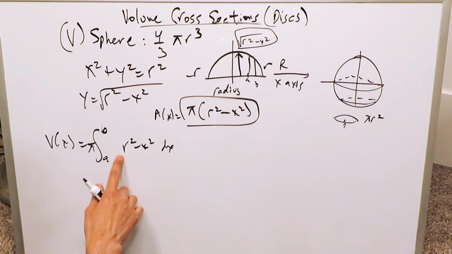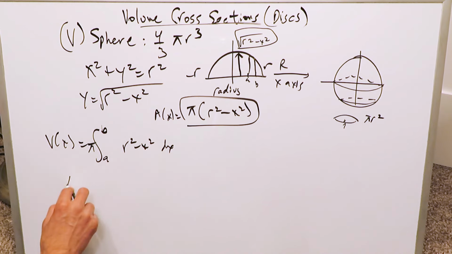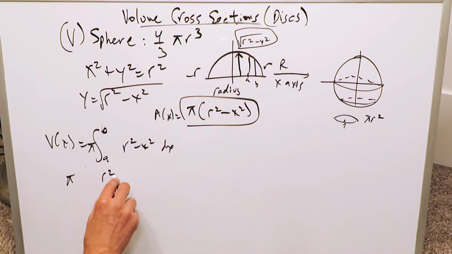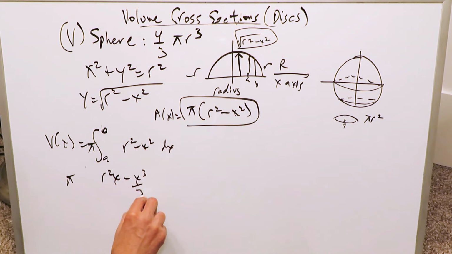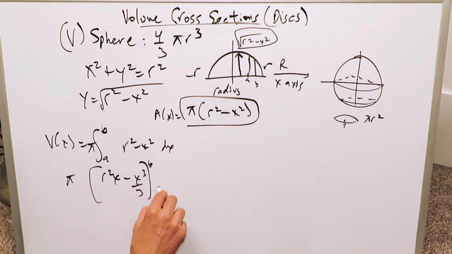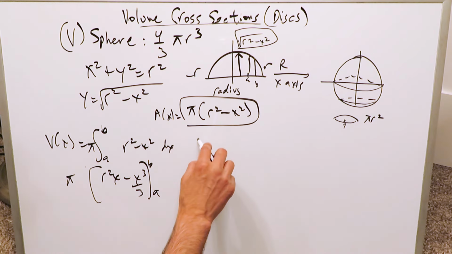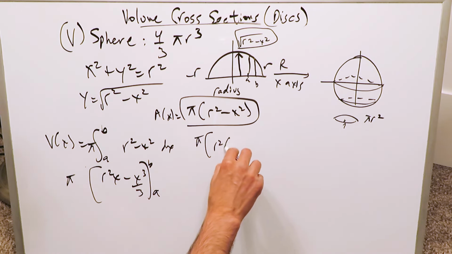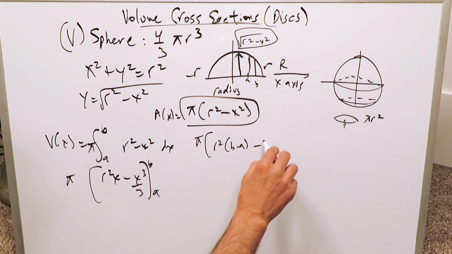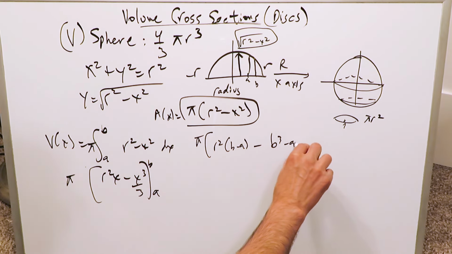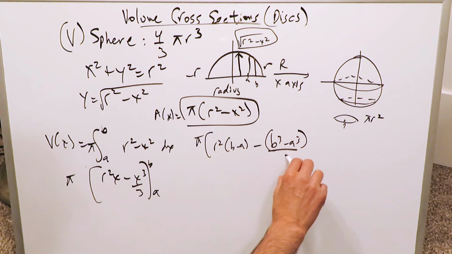And this is exactly what the integral will start with. You'll have a π. You have here (r²x − x³/3), integrated from a to b. This here is exactly what will give you your formula. You have π[r²(b − a) − (b³ − a³)/3].